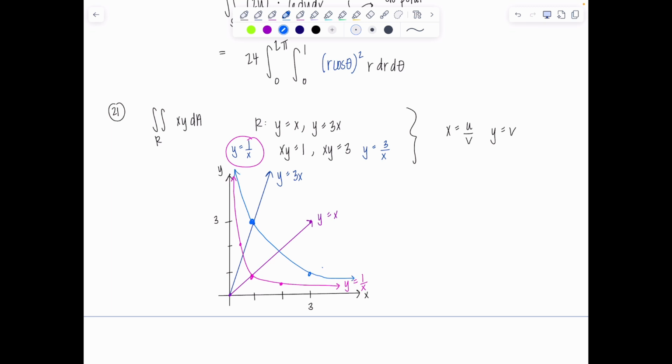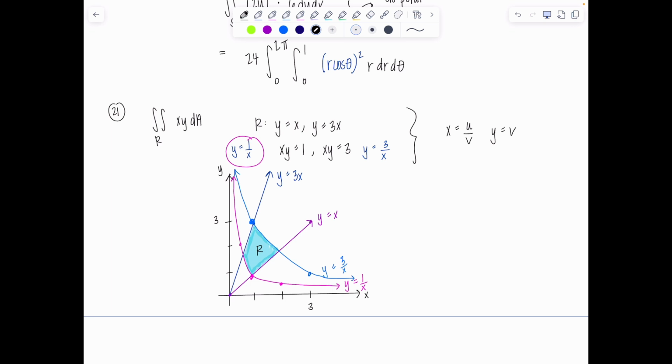So this is y equals 3 over x, or xy equals 3. Can you see the region? It's right in here. And if we were to integrate over this region, ew, right? Ew. Okay, so we have 4 different curves bounding the region.